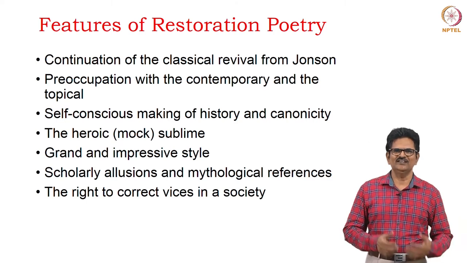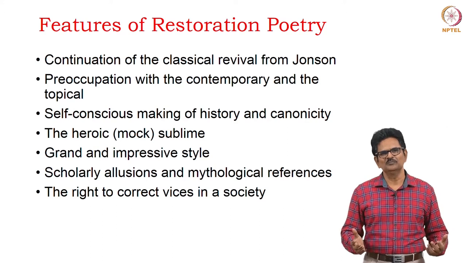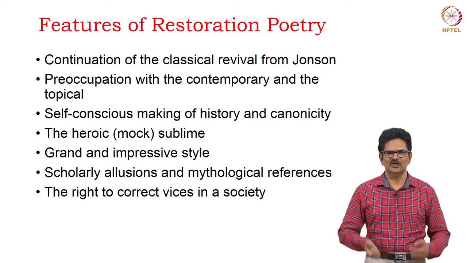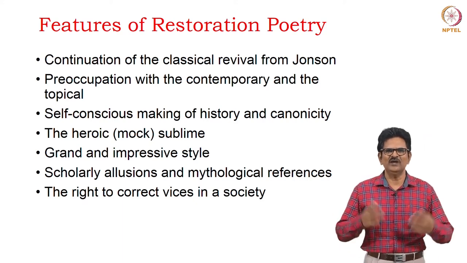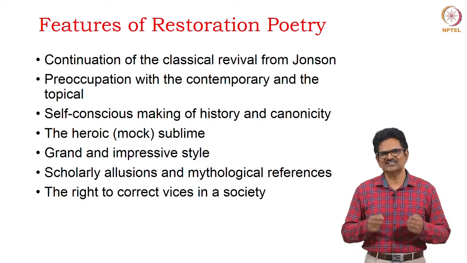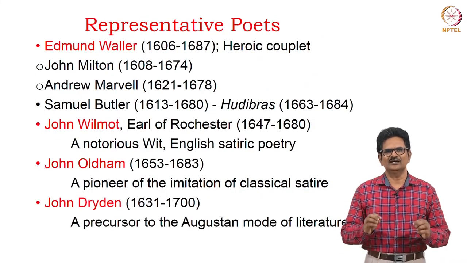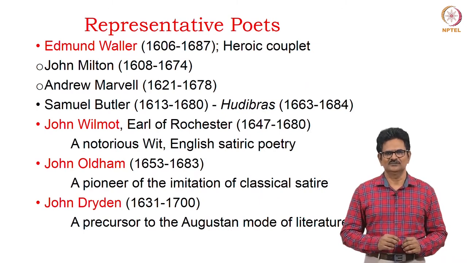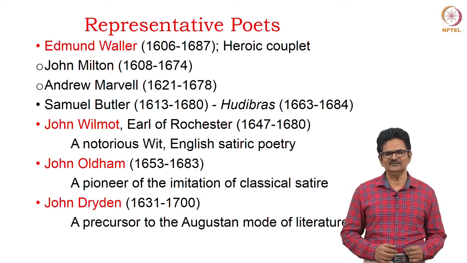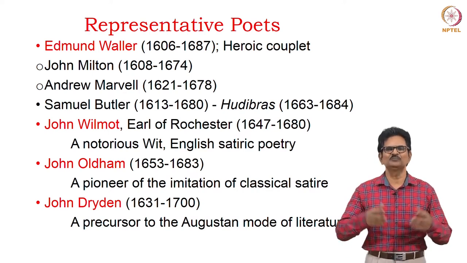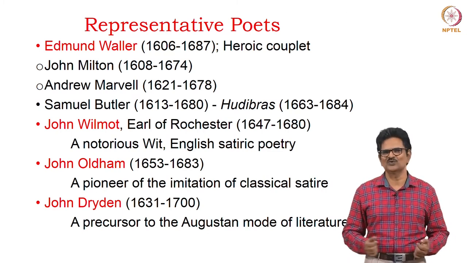And this period is marked by grand and impressive style, which we can see in Milton's Paradise Lost as well. We also have scholarly allusions, mythological references, and the main motive is to correct the vices in society. A number of poets we can see in this period. Edmund Waller, from 1606 to 1687, used heroic couplet. He published a number of poems. In fact, he was more popular than Milton in his own lifetime.